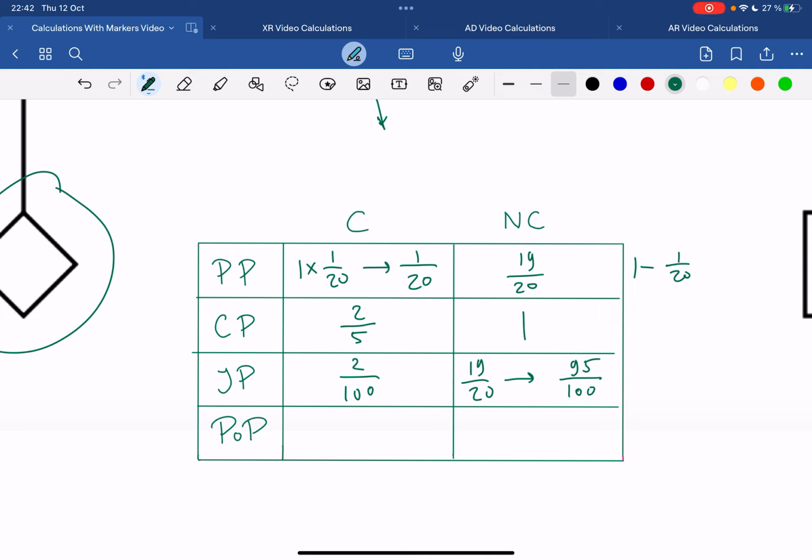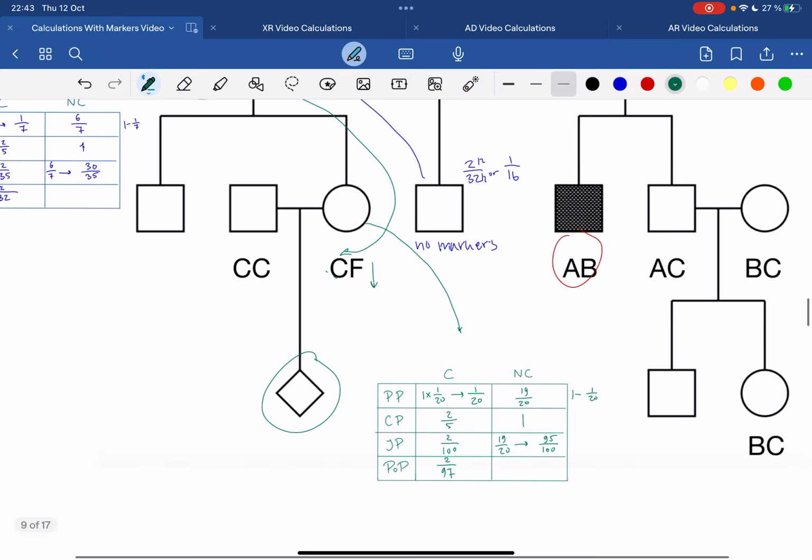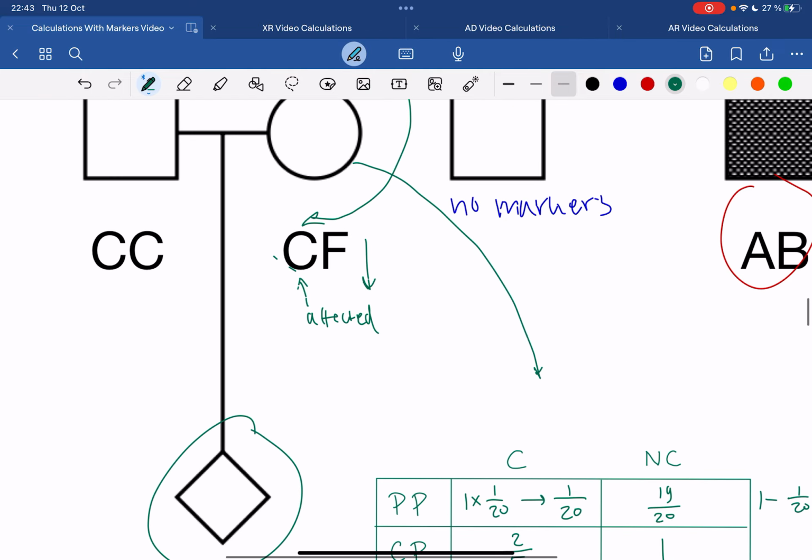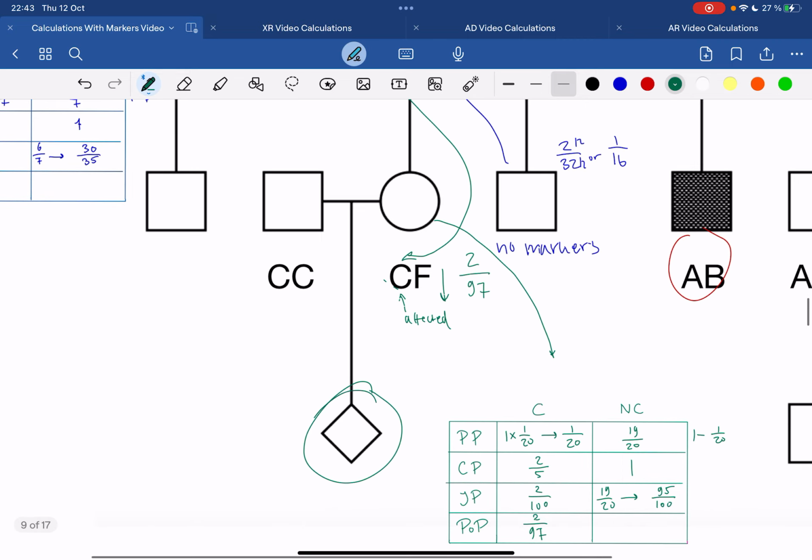Now we take the top here divided by the top here on the left plus the top on the right, so 97. So the chance for this mother to actually have the C, to be an undercover affected, as well as the chance for her to skip the penetrance, would be 2 in 97. And now we can calculate for this child's chance to be affected.